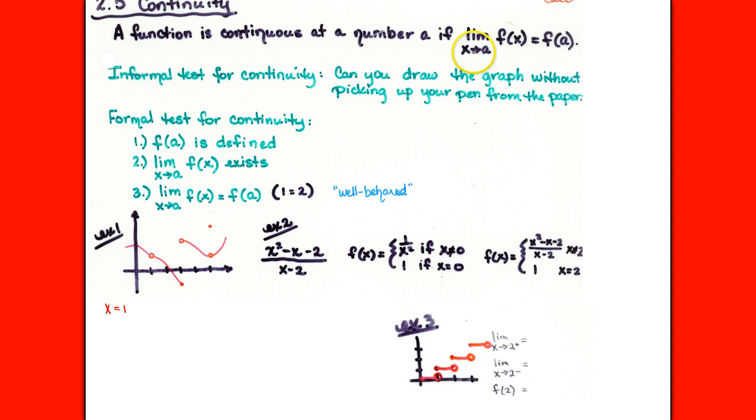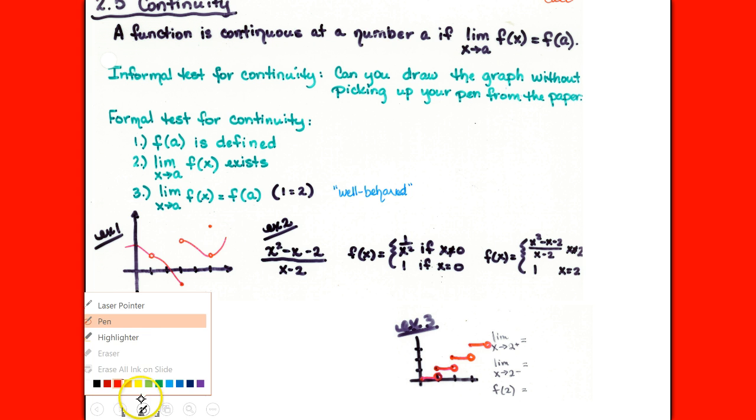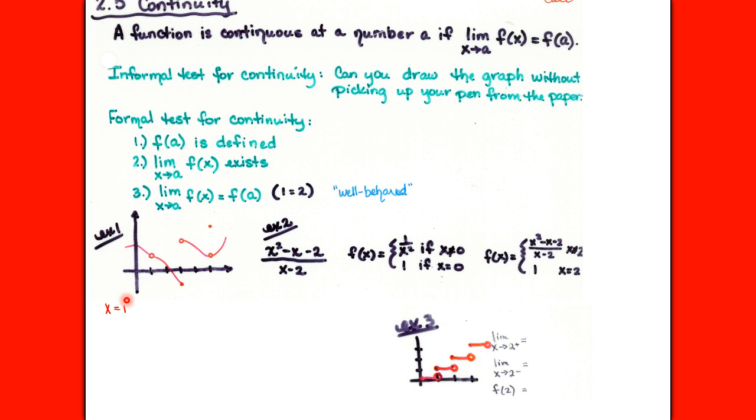The limit of f of x as x approaches a will be equal to f of a. In essence, you can use direct substitution and it'll be well behaved. There's a practical way that we can test for continuity, our informal test: can you draw the graph of the function without picking up your pencil from the paper? Anywhere you have to pick up your pencil when you're drawing your graph, you have a discontinuity.